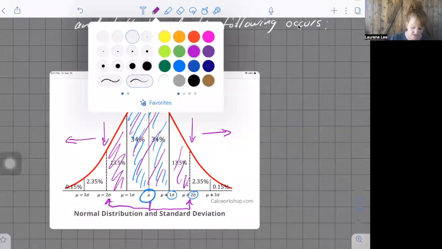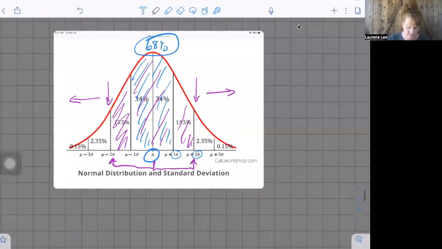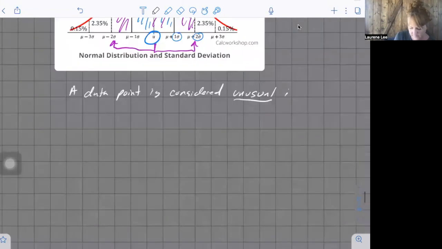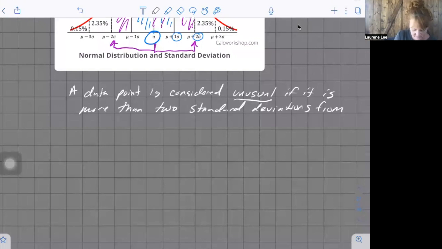So let me write that down, and then I'm going to give you some concrete numbers and we'll do an example. So a data point is considered unusual if it is more than 2 standard deviations from the mean. Okay, so let's do an example.